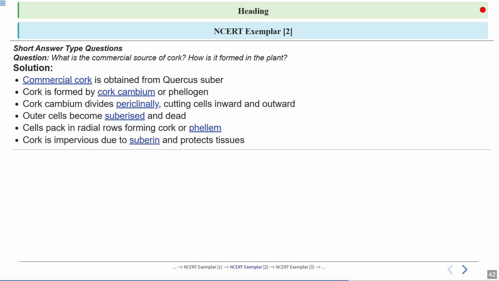And cork is impervious due to the suberin, which does not allow the water. So they are impervious because of the presence of suberin substances. Okay.